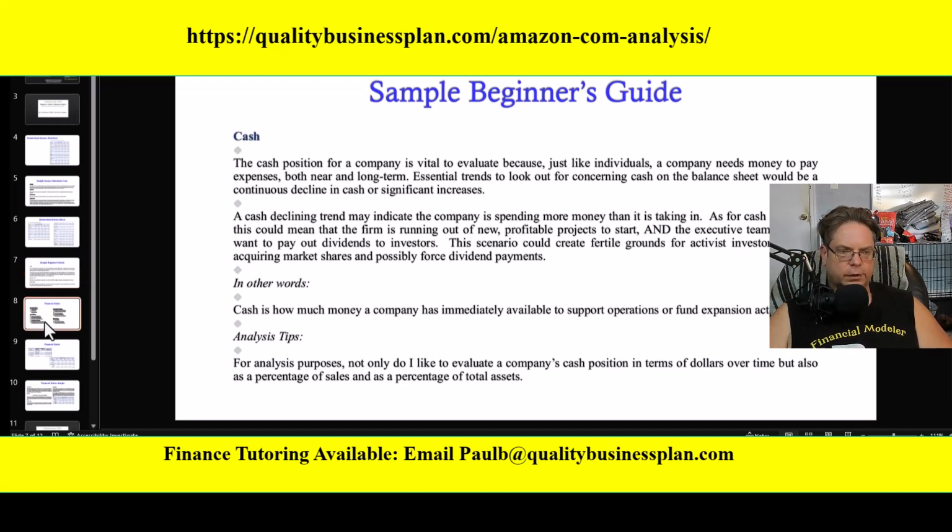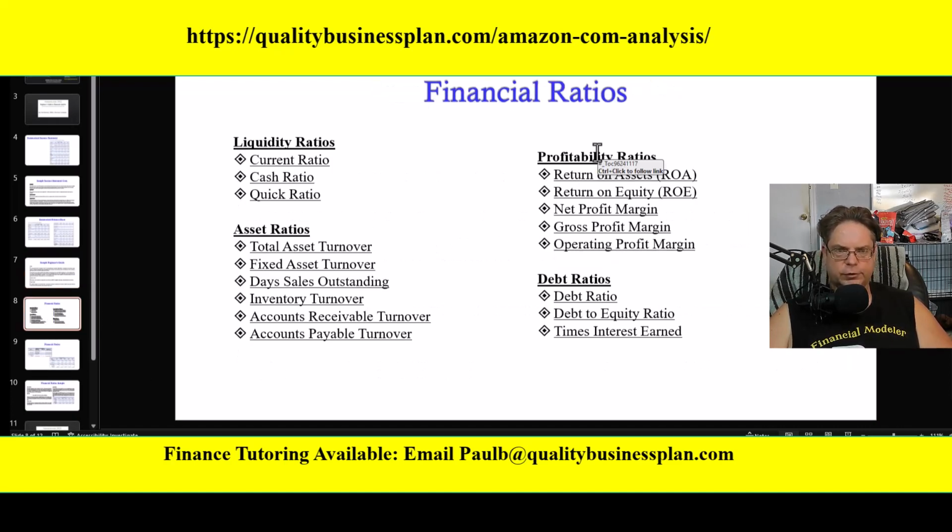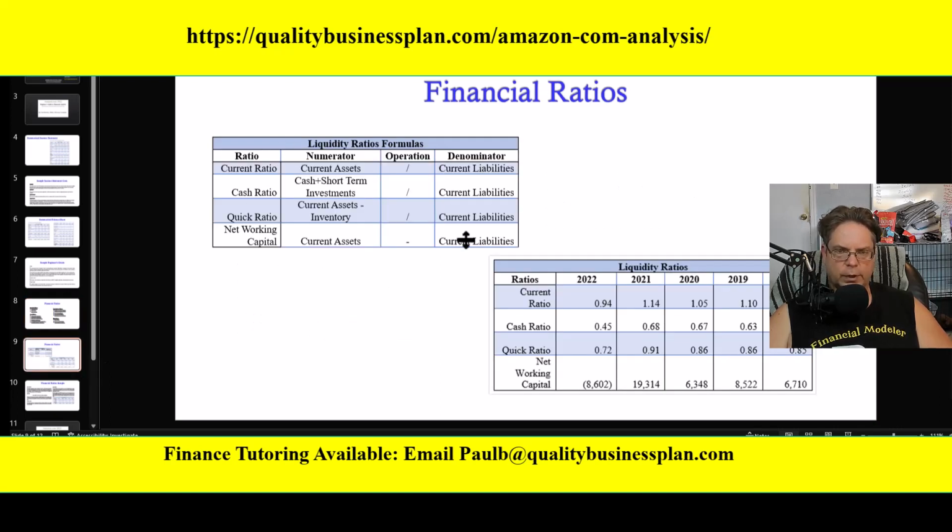The third segment of the beginner's guide is the financial ratios. The financial ratios that I've calculated range from the liquidity ratios, asset ratios, profitability ratios, and debt ratios. For 15 to 20 of the ratios, not all of them but most of them, I'll first summarize each category. For example, for the liquidity ratios, I'll give you the ratio, the calculations that I use, and a summary of each one of the ratios as well. And here's the liquidity ratio summaries for Amazon.com for the last 5 years.